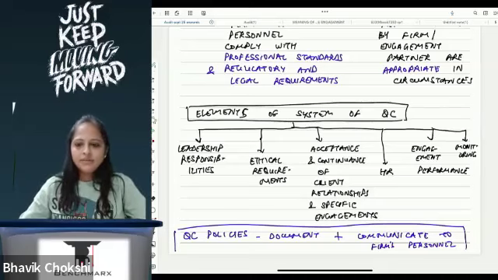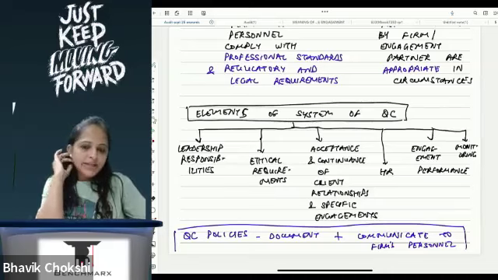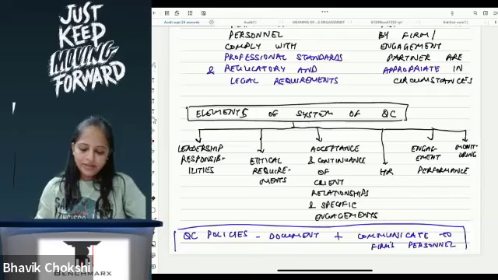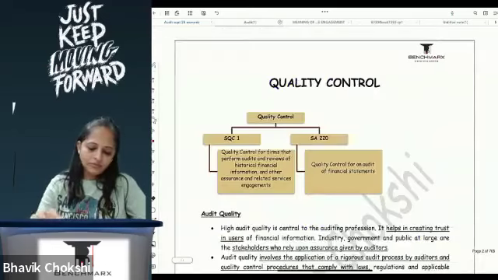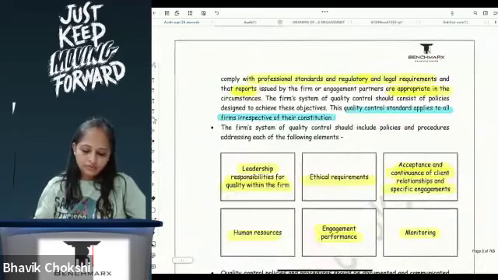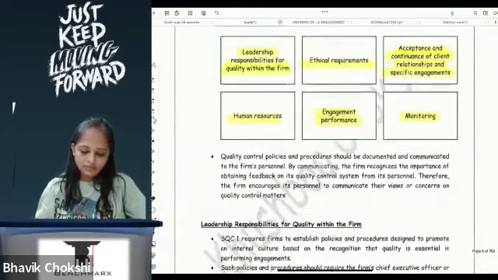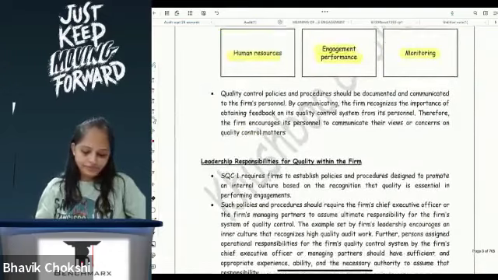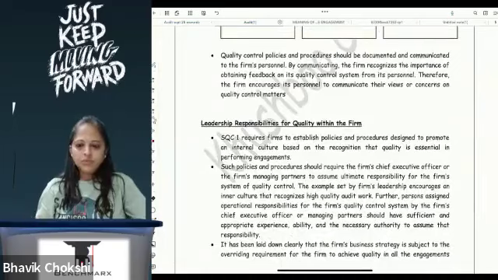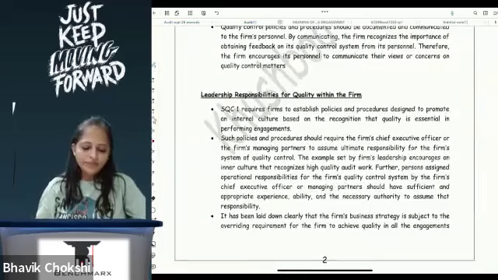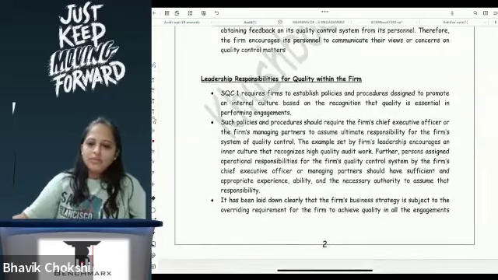Yes, done. The last part on QC policies, document plus communicate to firm's personnel. Just write it down. I will explain that. Okay. Now moving ahead.